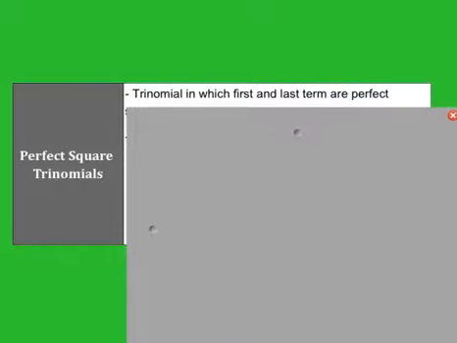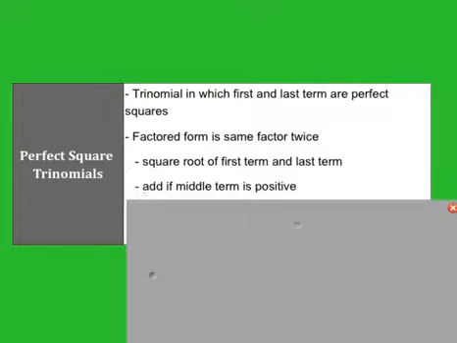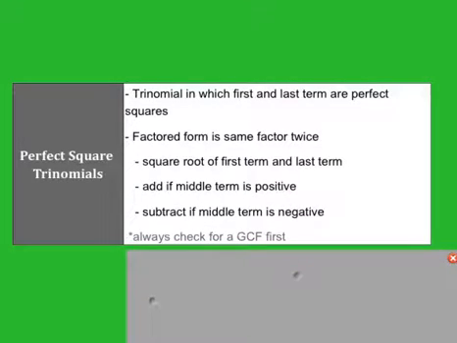So, perfect square trinomials. A trinomial in which the first and last terms are perfect squares. Factor form is factored twice. Take the square root of the first term and last term. Add if the middle term is positive, subtract if the middle term is negative. So what you want to look for is this is going to show you perfect squares, but if it's positive in the middle, then you got to add both of them. If it's negative in the middle, you subtract both of them.